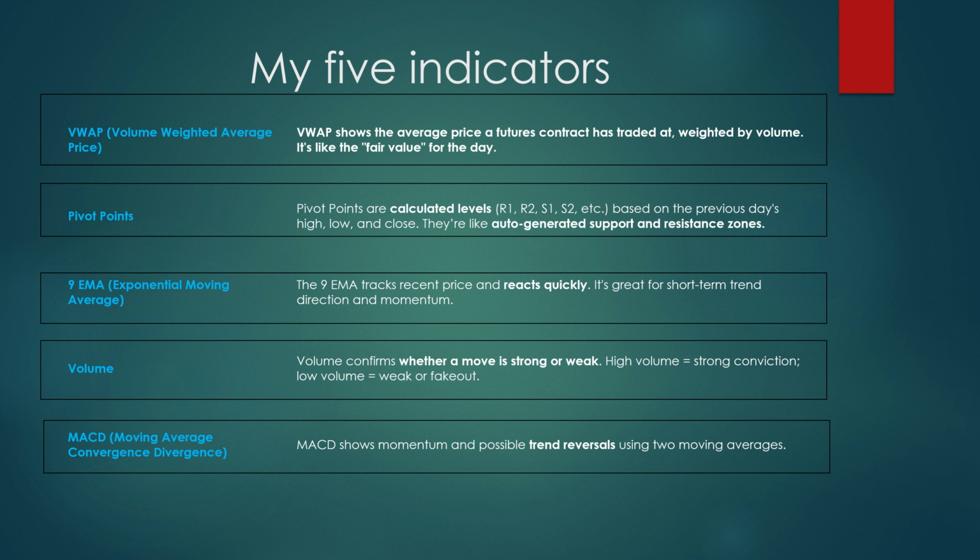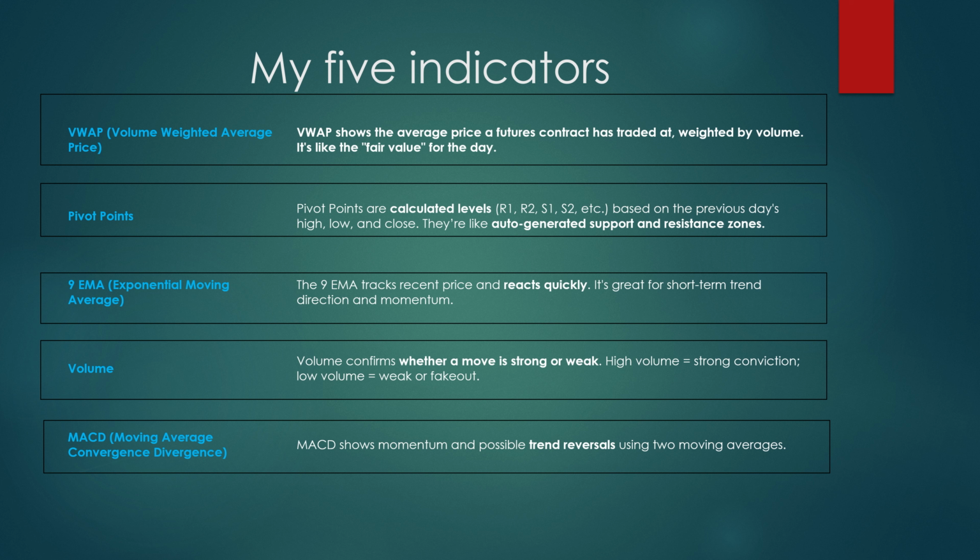Your pivot points are calculated levels, R1, R2, S1, S2, etc., based on the previous day's high, low, and close. They are auto-generated support and resistance zones. Your 9 EMA tracks recent price and reacts quickly. It's great for short-term trend direction and momentum.